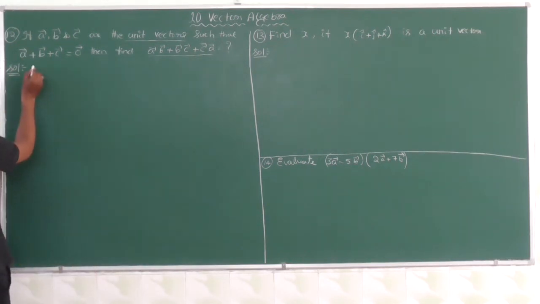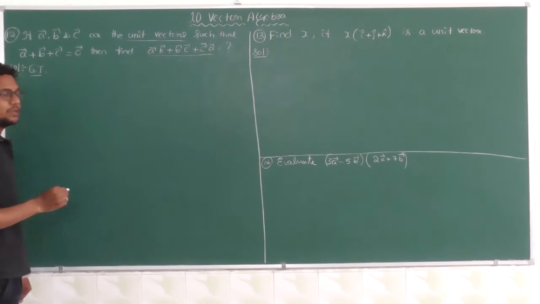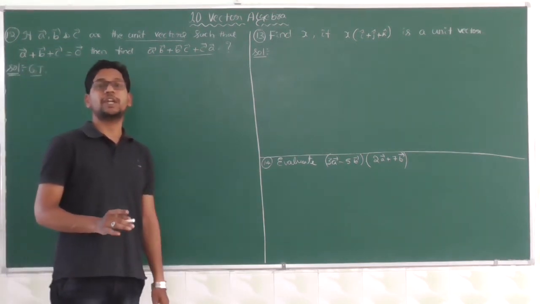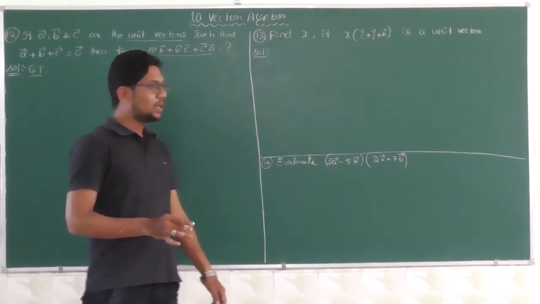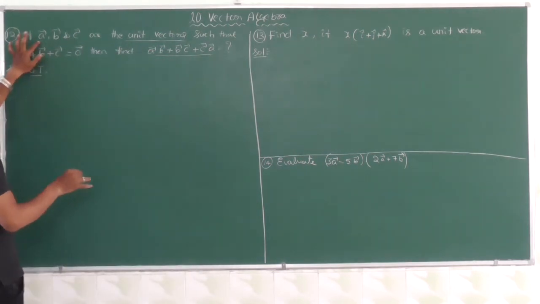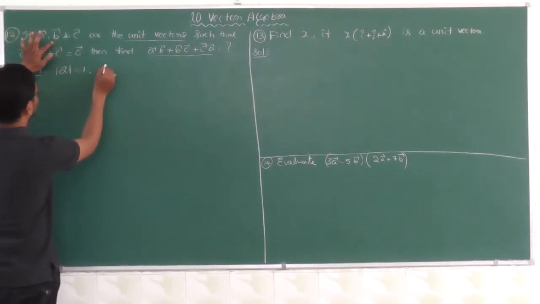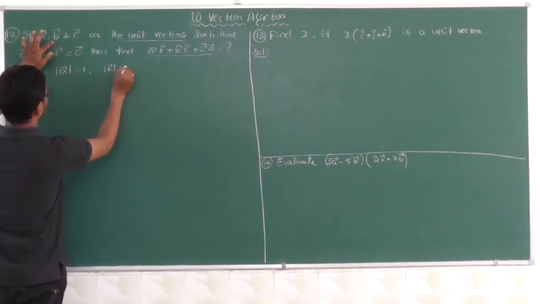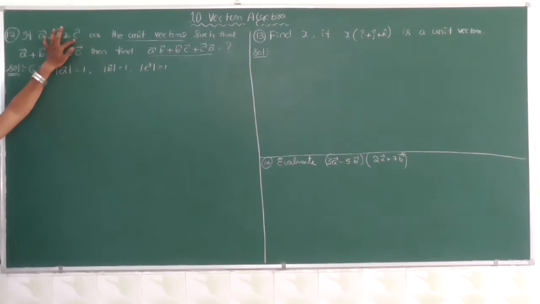First, write down the given things. Given that A, B, C are the unit vectors. A unit vector is nothing but a vector whose magnitude is 1. Here A vector, B vector, C vector are the unit vectors, so their magnitudes are 1. Magnitude of A equals 1, magnitude of B equals 1, magnitude of C equals 1, because A, B, C are the unit vectors.